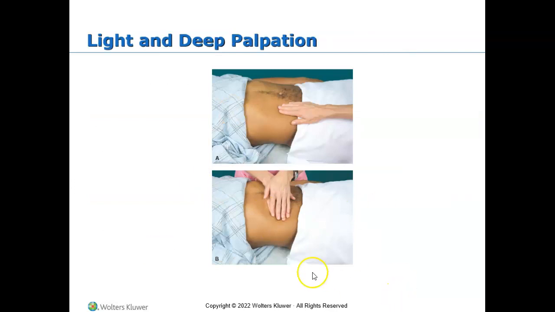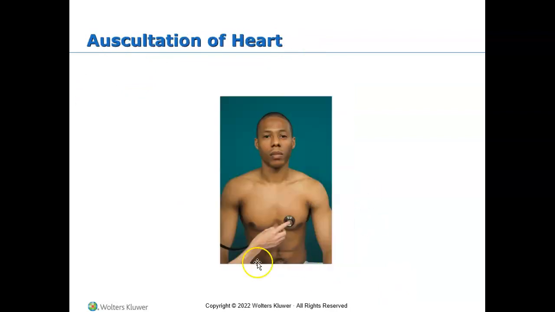And then there's some pictures of people doing light and deep palpation. I will tell you that we definitely do light. We do not do deep. Leave that to the doctor.